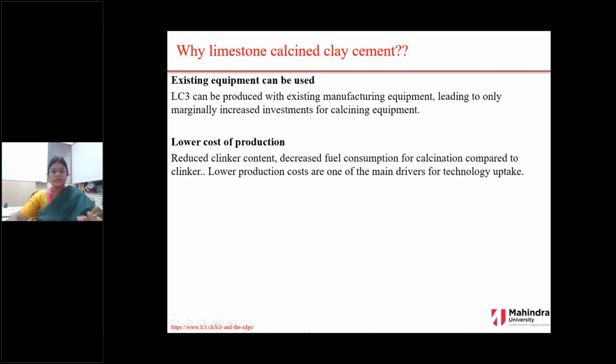The other important advantage of using this technology is that existing equipment can be used. As I told you, the plant doesn't require any major overhaul. We just need to add one calcination equipment in that plant. That's it. Then there is a lower cost of production. It is because we have reduced the clinker content, reduced fuel consumption, and then reduced production costs.